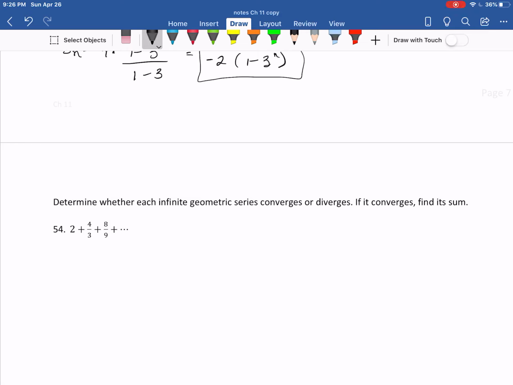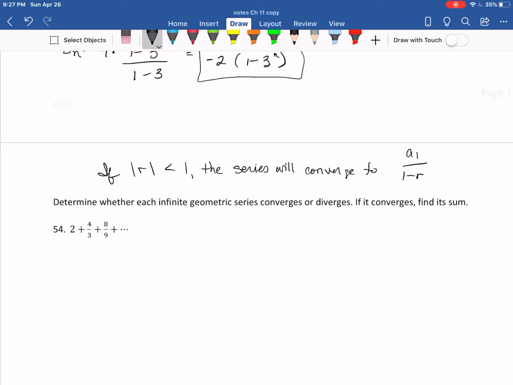We need to remember what we learned about a geometric series converging or diverging. And we learned that if the absolute value of r, that common ratio, is less than 1, the series will converge to a1 divided by 1 minus r. That is on your formula sheet at the very bottom. That will be the total sum of all infinite number of terms.